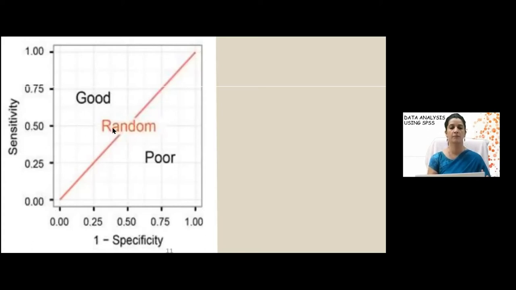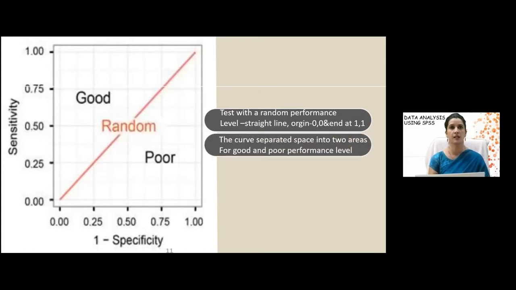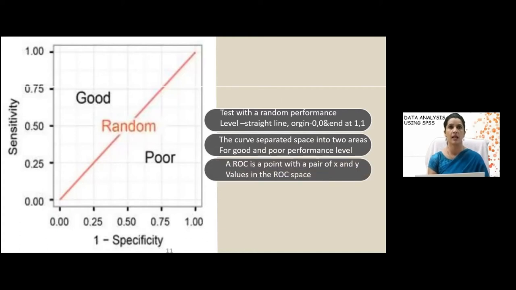Any ROC curve coming into this area will be good, and any ROC coming into this area will be poor. So the test with the random performance level is the straight line. This means it is of no value, because it will be random. It will be like flipping a coin where the probability is 50%. The curve separates the space into two areas for good and poor performance level. And ROC is a point with a pair of X and Y values in this ROC space. So this whole space is called the ROC space.